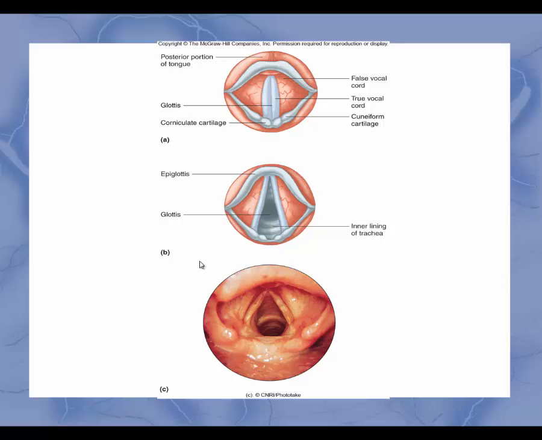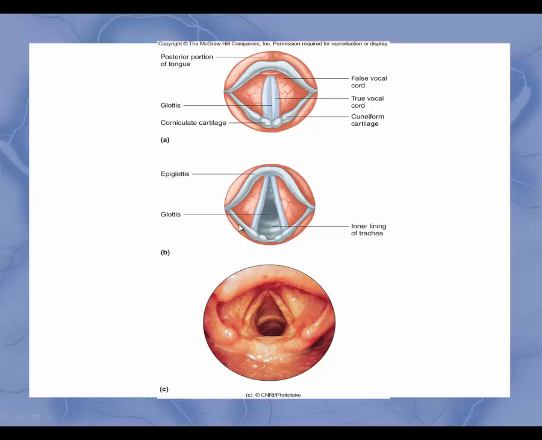Alright, and here's an upper view here. This is when it's closed and when it's open. These two obviously are illustrations. This one is real. So these folds here and here are false. They don't make any sound. But these here are the true vocal cords. Those are what will vibrate and open and shake.